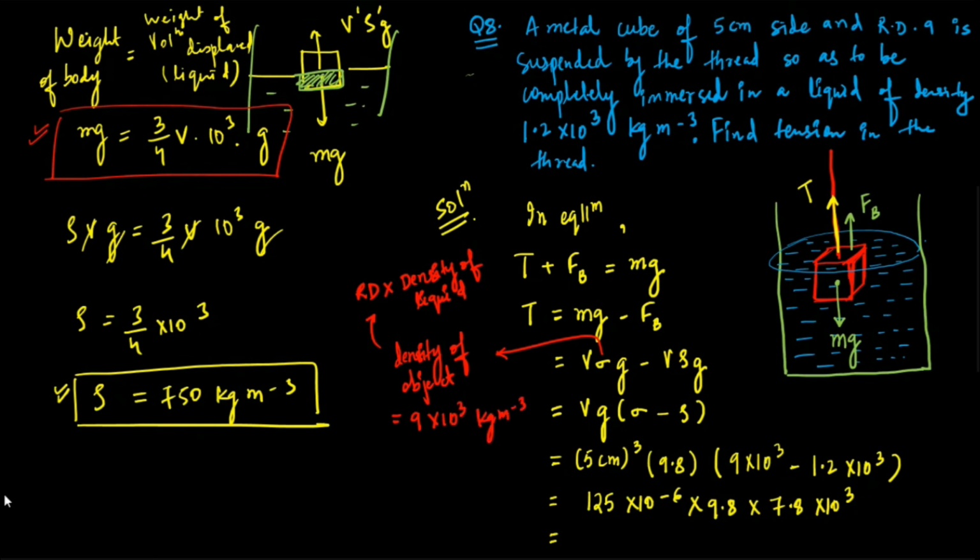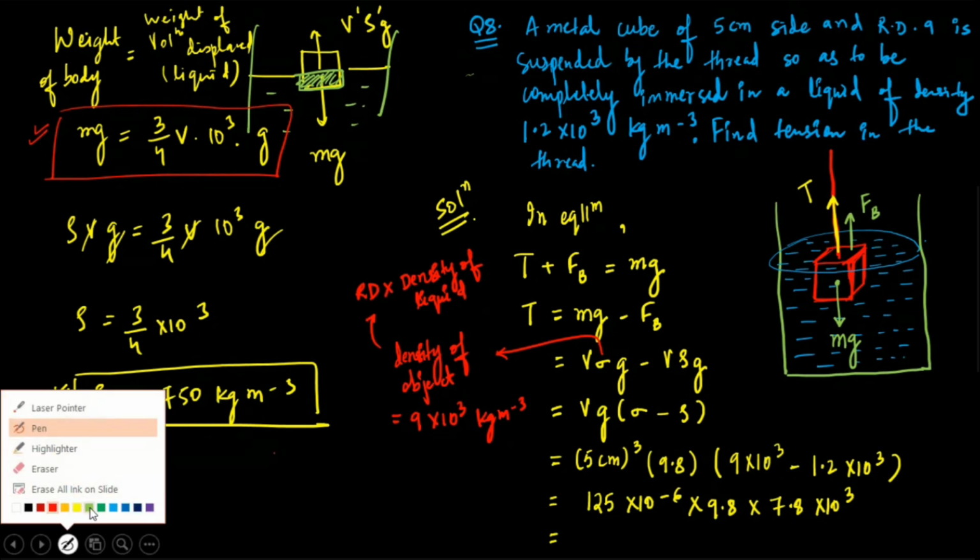Oh yeah, I can set that equal to RD, which is 9, right? So x is equal to 1.2 times 10 to the 3 times 9. That's the density.